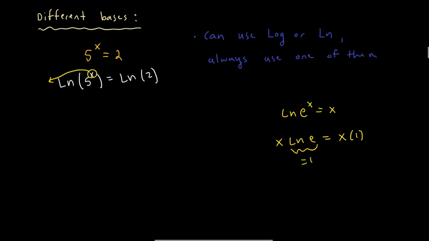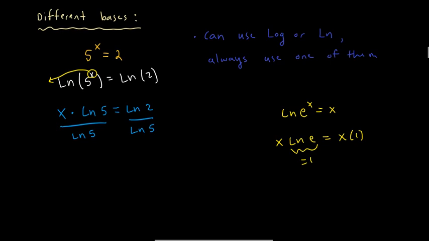Okay, so anyway, the point here is that I will then take the natural log of 5 to the x and rewrite it as x times the natural log of 5. And then we say that that equals the natural log of 2. And then we divide the natural log of 5 out.